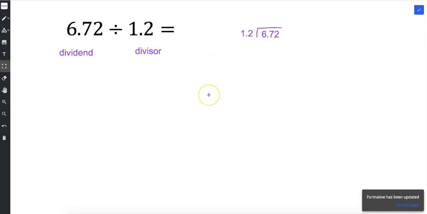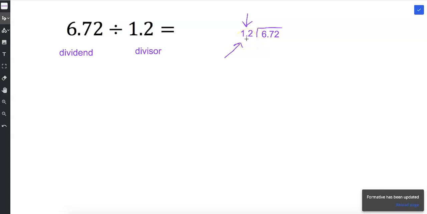All right, now I need to think about if I need to move the decimal or not. Well, the deciding factor is the divisor. So look at the divisor. Do you see a decimal visible in the divisor? If you do, that's a problem. We need to move that decimal to the far right.